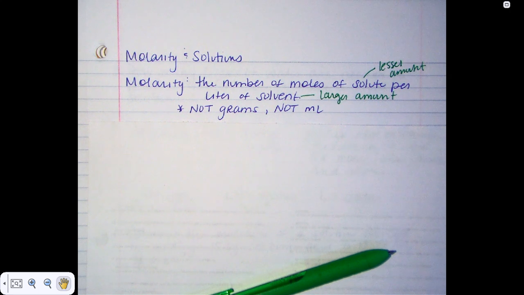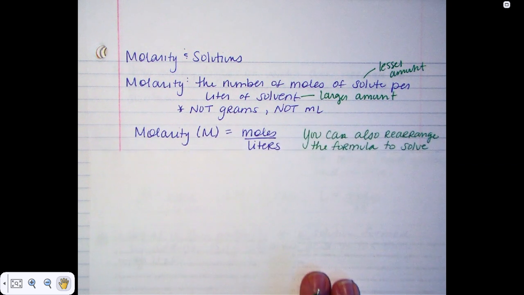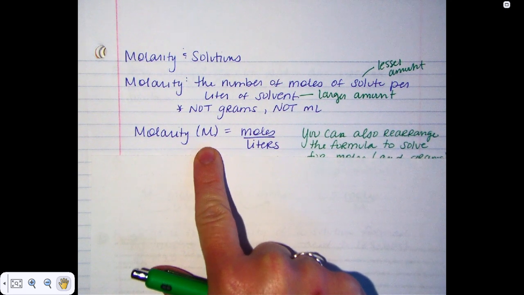And when we're calculating molarity, it's important to realize that we are calculating in moles and liters, not grams and milliliters. So those conversions are going to have to occur before you calculate for molarity. Your formula for molarity is equal to moles over liters. Molarity is represented by the capital letter M.